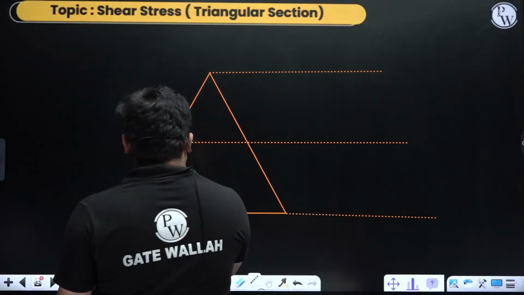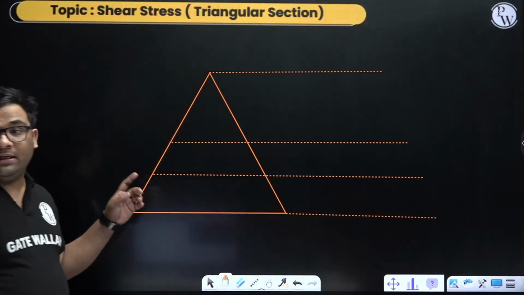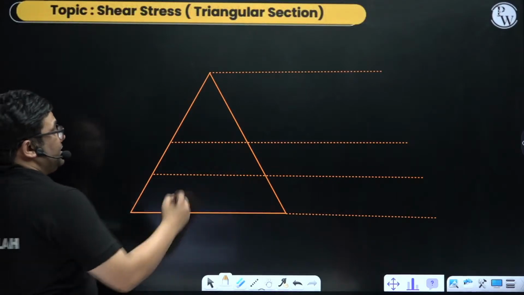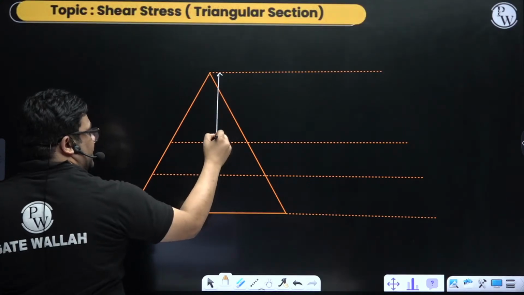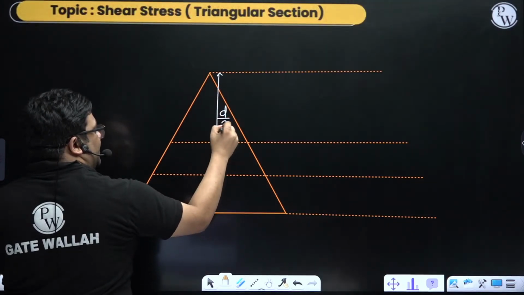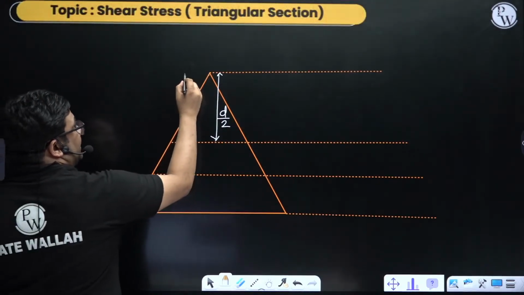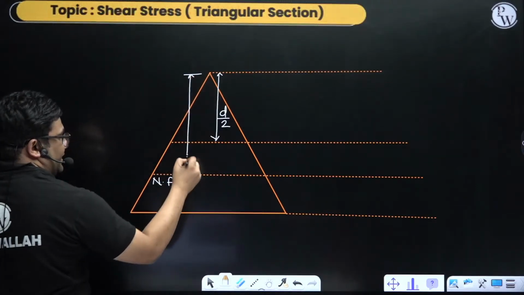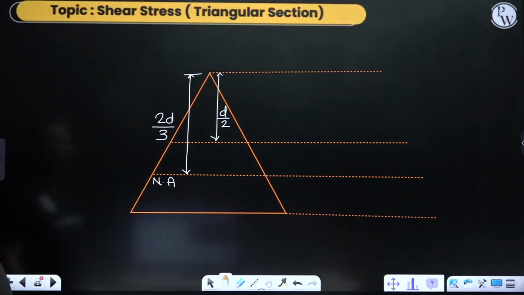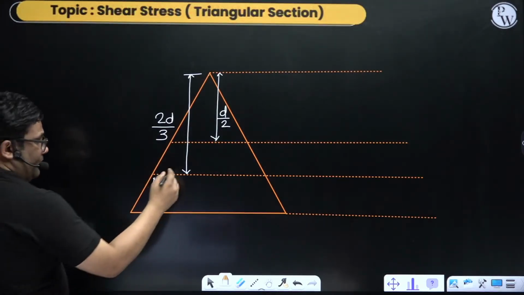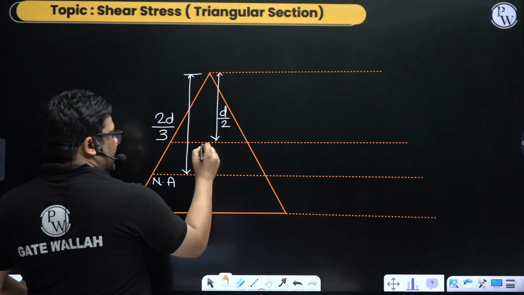Neutral axis is different, right? In a triangular section, the neutral axis is different from the mid depth. So I can say, this is the total depth divided by 2, whereas this is the neutral axis. So this neutral axis is at what depth? It is 2d/3, right? Because in a triangular section, the centroid is at d/3 from the base, or 2d/3 from the top. So this is the neutral axis, and this is the mid depth.